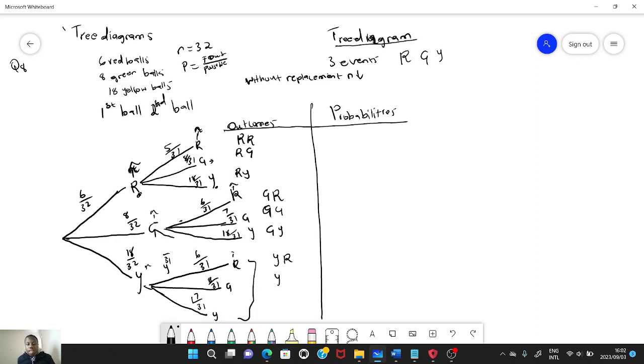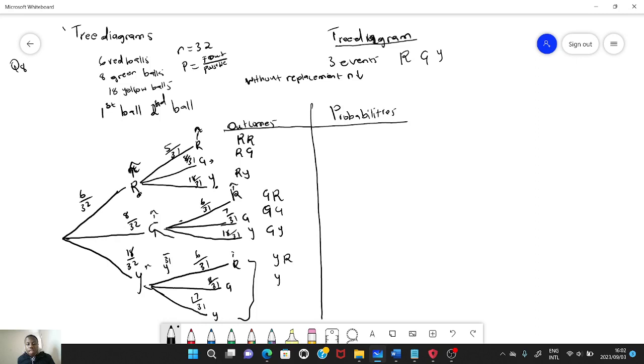Now the same thing applies here. I will multiply by this one. Now I have 6 over 32, and I multiply it with 18 over 31. You see, we're still going to calculate the value of this.